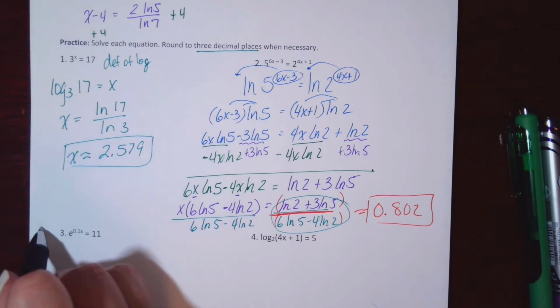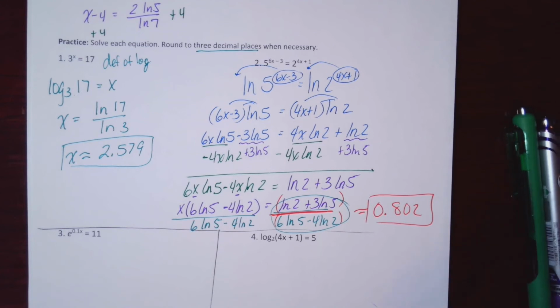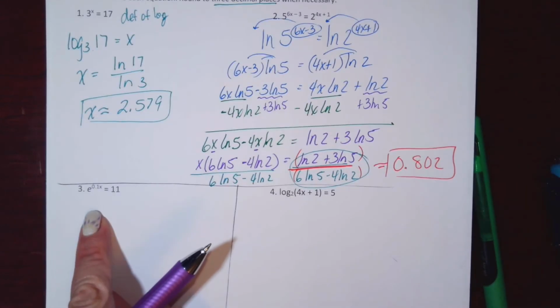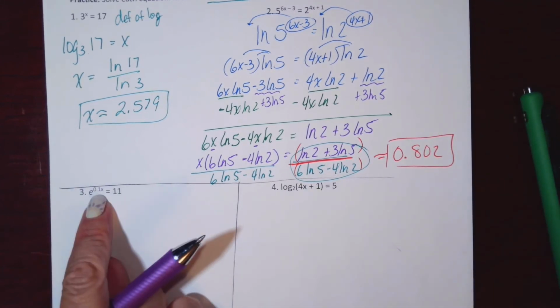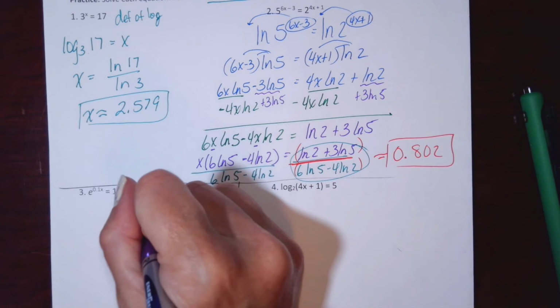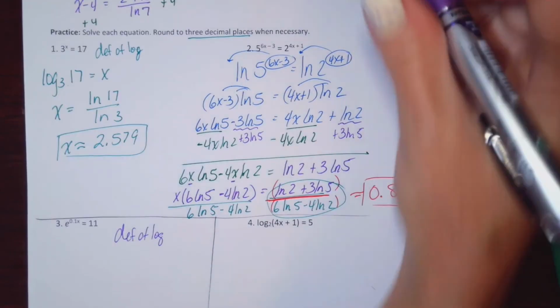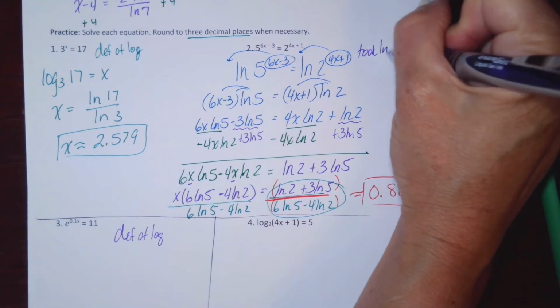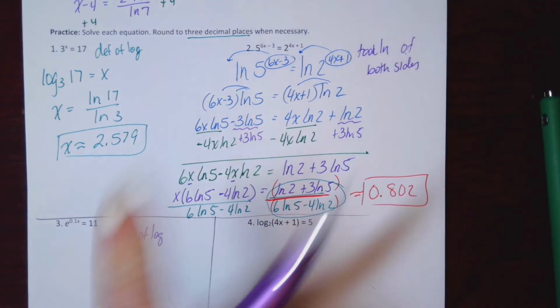Alright, let's kind of divide this out. Here we've got e to the 0.1x equals 11. Well, I've got one variable. I can't make the bases the same, can't use my one-to-one, so I'm going to use my definition of logarithm. Here I took the natural log of both sides. Here I'm going to use the definition of logarithm.